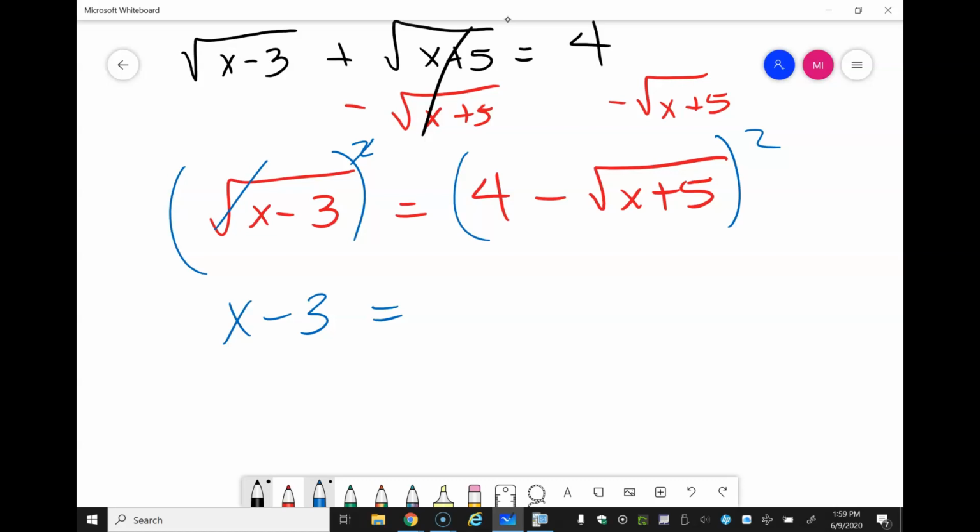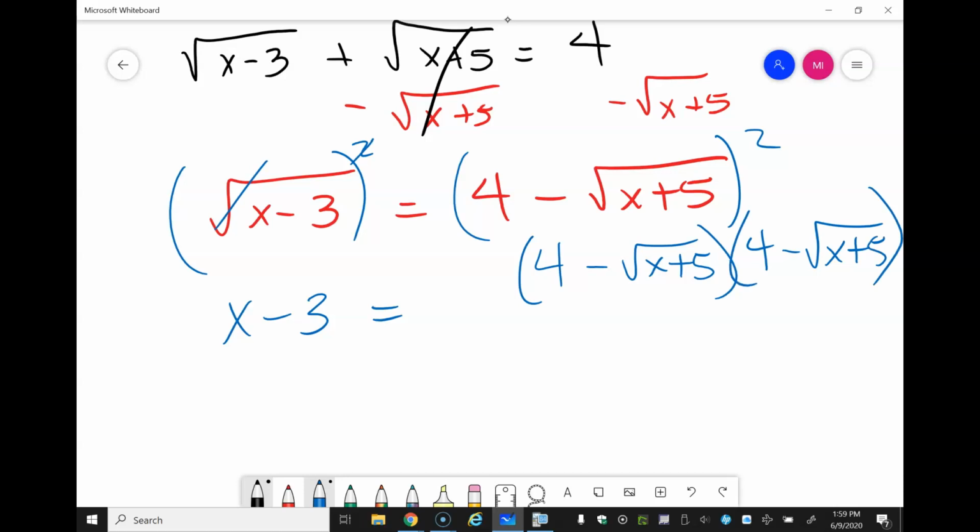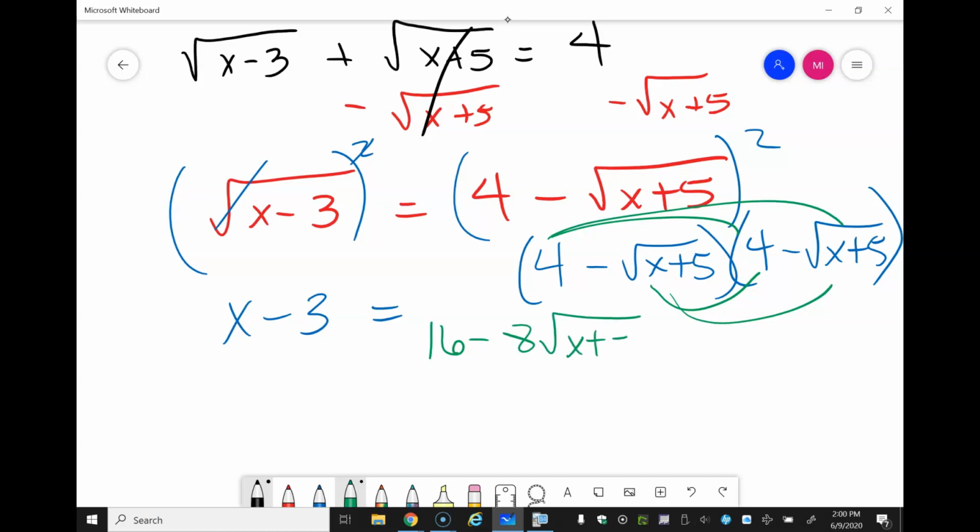Don't do that. We're going to take this here and do 4 minus the square root of x plus 5, in parentheses, times 4 minus the square root of x plus 5. You have to do it this way. There's no way getting around it. So if I multiply each part together and do my FOIL, on this side, I'm going to be left with 16 minus 8 square root of x plus 5 plus x plus 5 when I FOIL.